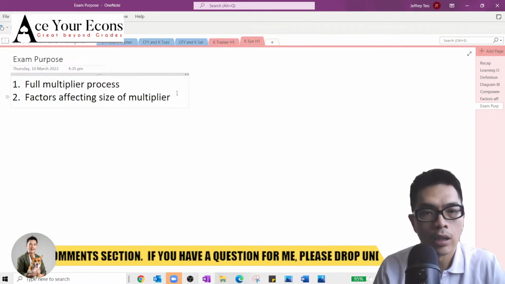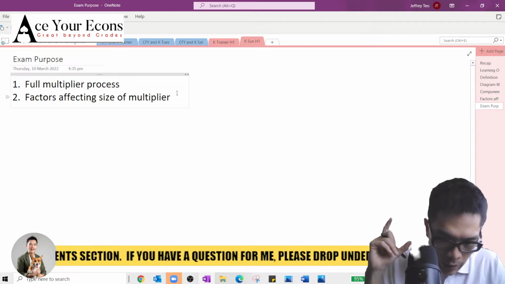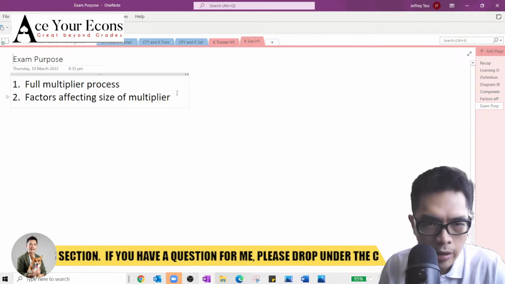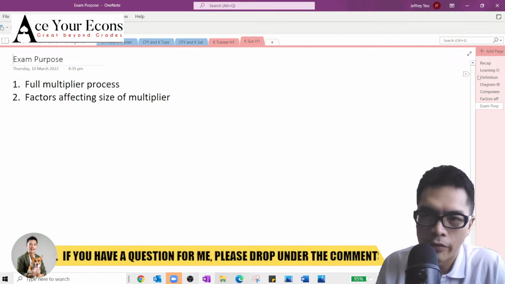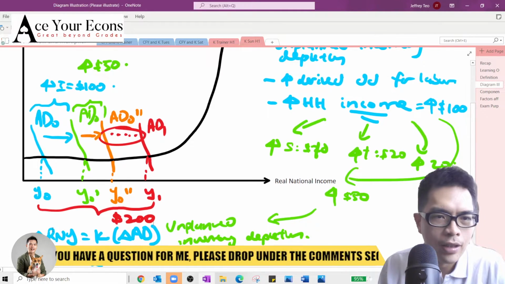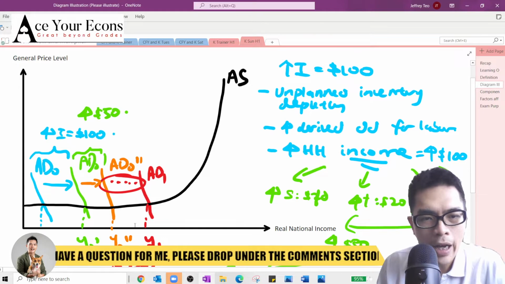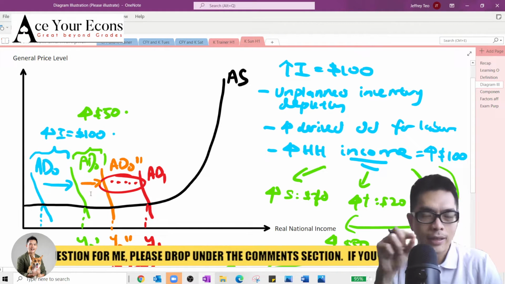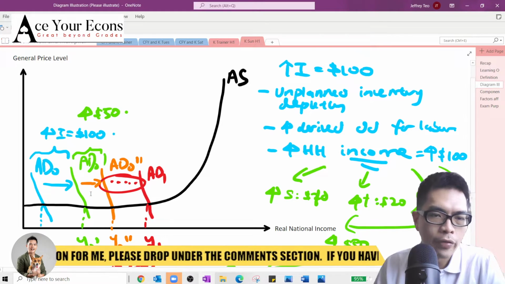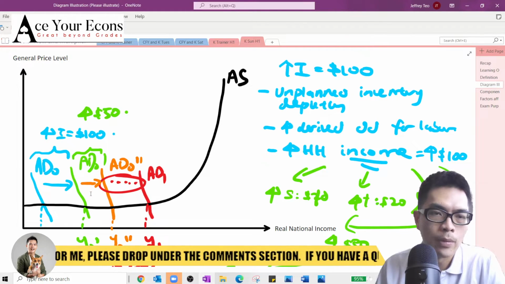Is it at the classical region or is it at the Keynesian region? Oh, I forgot. Very, very important. Why did I forget that? Multiplier: you have to illustrate at the Keynesian region. This is where you exploit the full multiplier or the full reverse multiplier process.